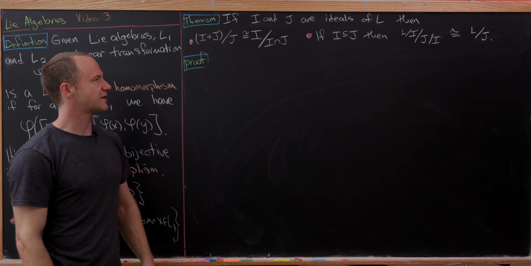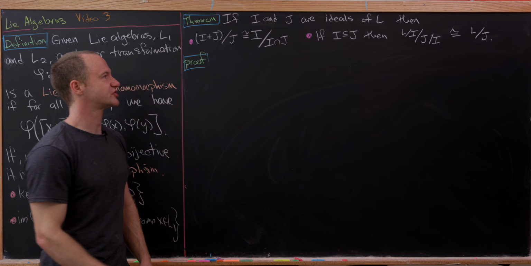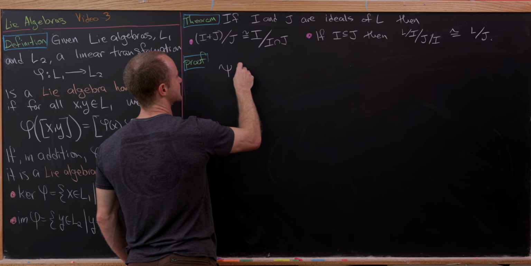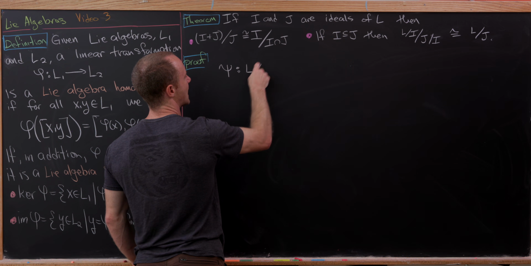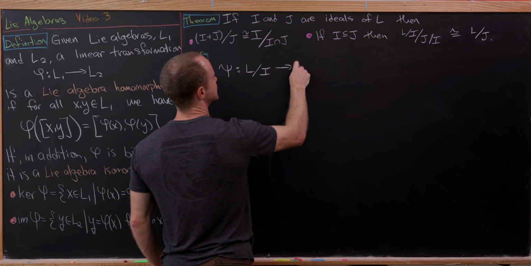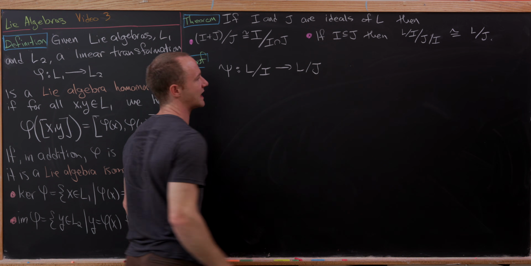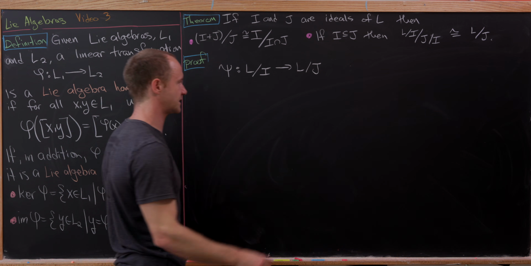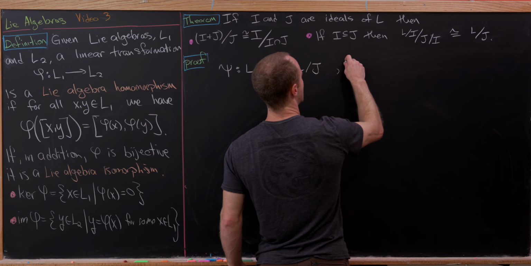Moving on to the third isomorphism theorem, let's start by defining a homomorphism. Let's take psi, and it's going to go from L mod I to L mod J. We want the kernel to be J mod I so that we can apply the first isomorphism theorem. And how are we going to define this?